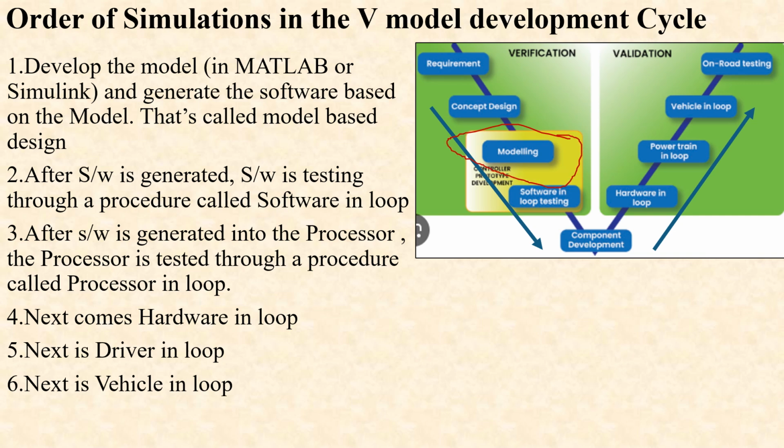This is called model in loop. And once the model correctness is verified, you develop a software based on the model. Okay, so after the software is generated, again the software correctness is tested using software in loop. And once the software in loop is completed, next comes processor in loop.